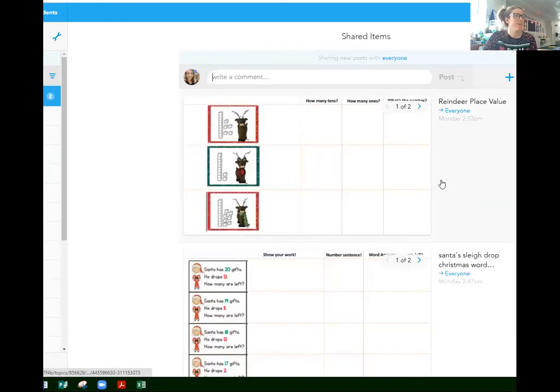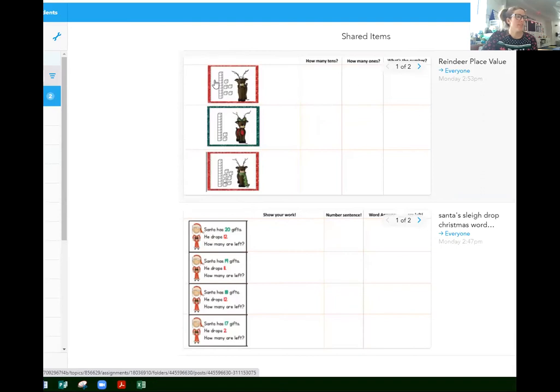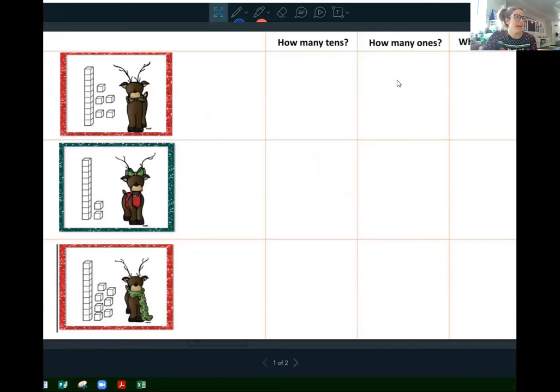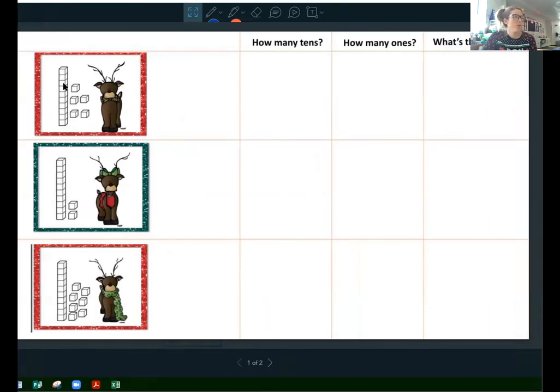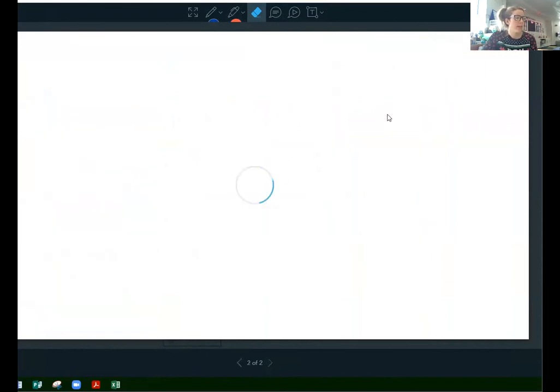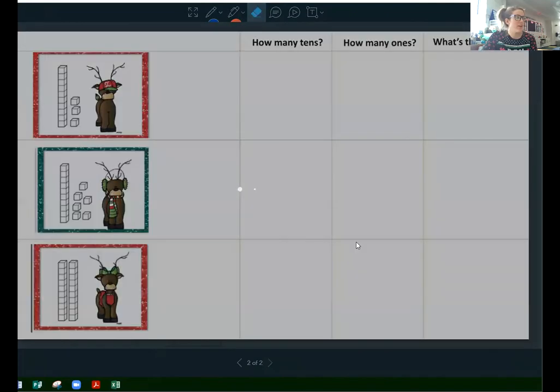All right, here we go. So there's our reindeer place value, just like we practiced in the beginning. So it says how many tens, how many ones, and then what's the number, okay? So you would write how many tens, I see 1 ten, how many ones, I see 1, 2, 3, 4, 5, 5 ones, what's the number? 15, okay? So that's how you would solve this one. I'm going to erase that, so you have to do the thinking with your own brain. And there are 2 pages for the reindeer place value.